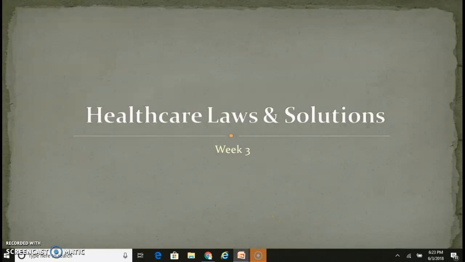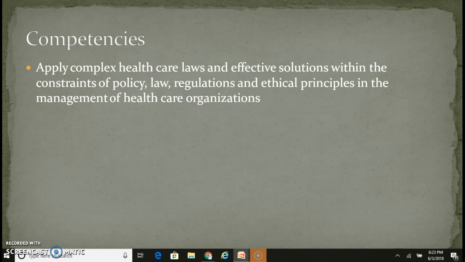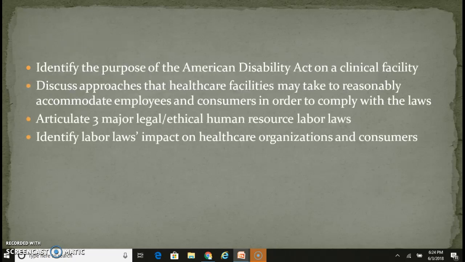Hello, this week we're going to discuss healthcare laws and solutions as related to human resources in healthcare organizations. Competencies will be to apply complex healthcare laws and effective solutions within the constraints of policy, law, regulations, and ethical principles in the management of healthcare organizations.